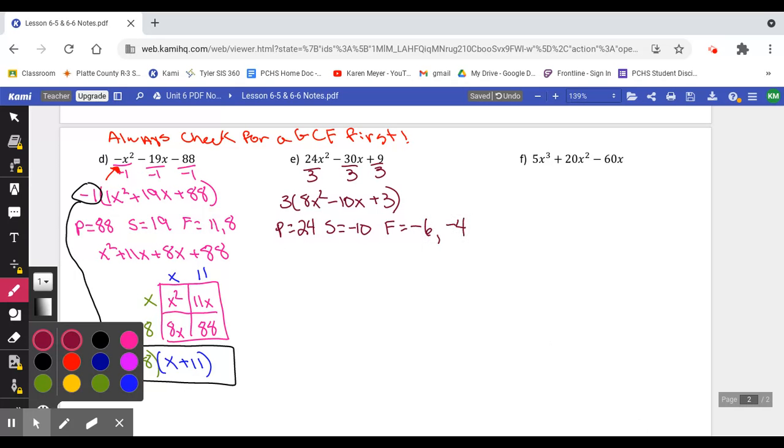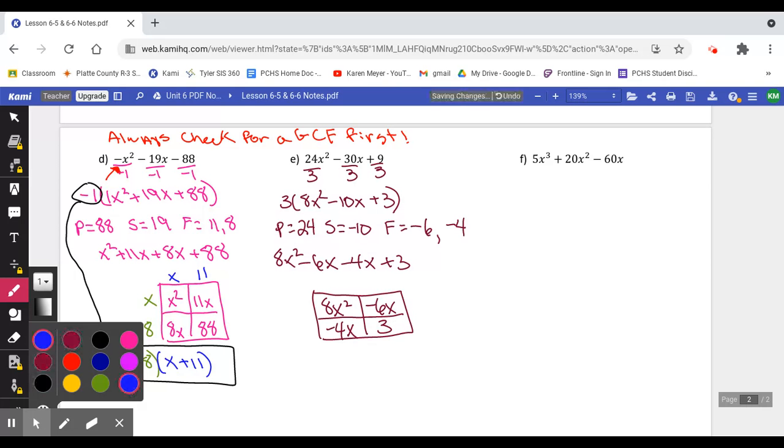So now expand it. So 8x squared minus 6x minus 4x plus 3. And then I'm going to put those terms inside my box. So 8x squared minus 6x minus 4x and 3. Okay, up and down. Well, 8 and 4 are both divisible by 4, and they each have an x. Okay, up and down the other way, we can't start with a negative, so I got to pull out a negative. And then 6 and 3 are both divisible by 3.